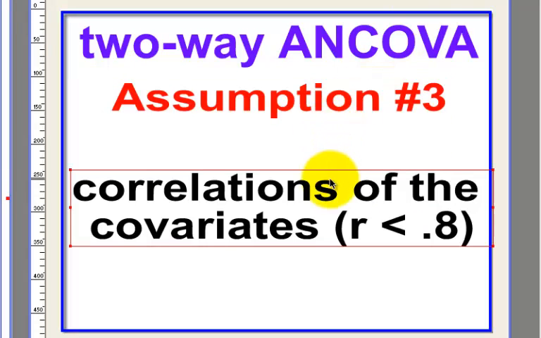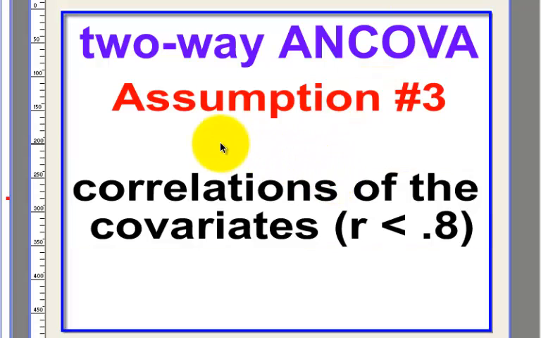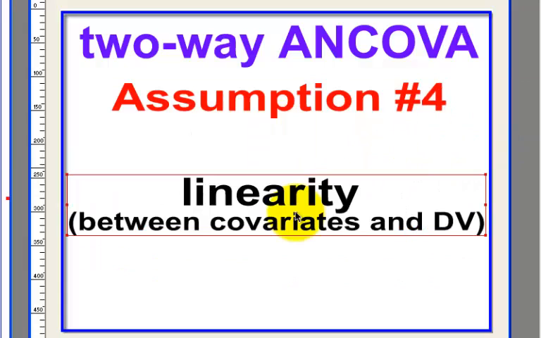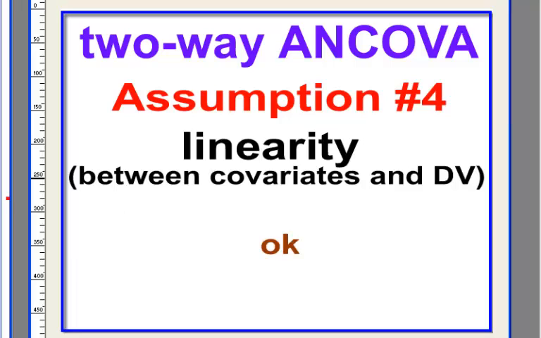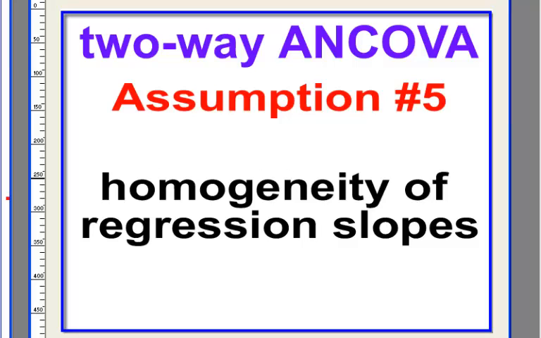I'm going backwards a step. Assumption number 3, correlations of the covariates. Since we only had one covariate, we do not need to worry about this assumption. Okay, so assumption number 3 is good. The linearity is okay. It's about 0.5. R equals 0.5, so that means it's relatively linear between the covariate and the DV at the different levels of the IVs. So now we're going to do homogeneity of regression slopes.